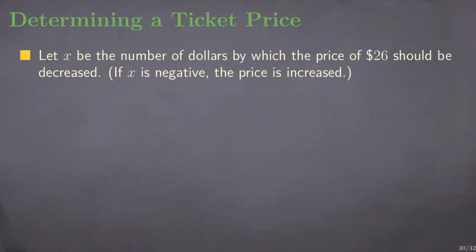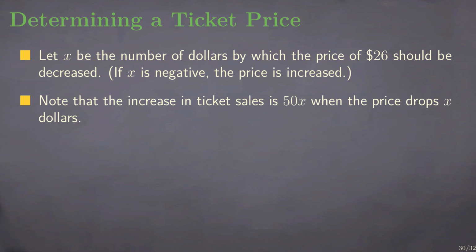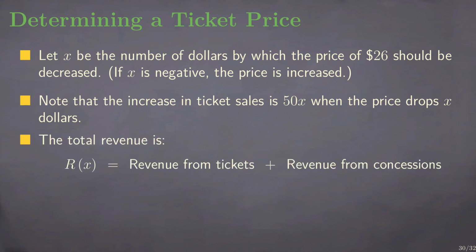So now denote by x the number of dollars by which the admission price of $26 should be decreased. Note that if x is negative, then actually we increase the price. Because every dropped dollar increases attendance by 50 extra customers, the increase in ticket sales is 50 times x when the price drops x dollars. So the total revenue is given by the revenue from tickets plus the revenue from concessions.